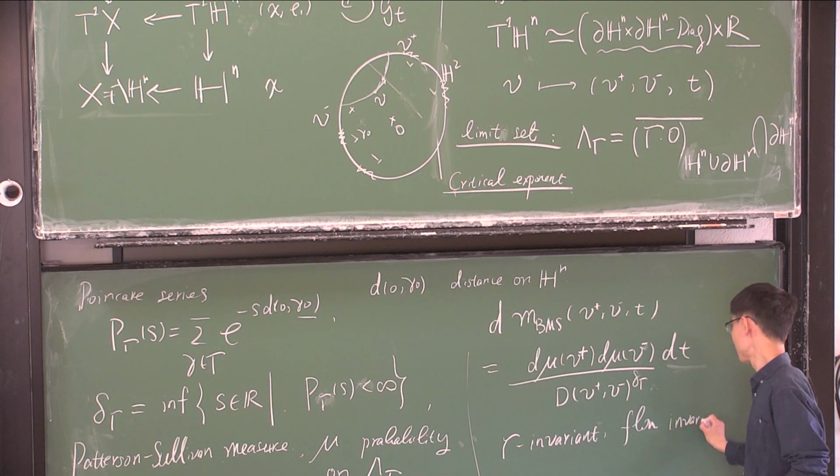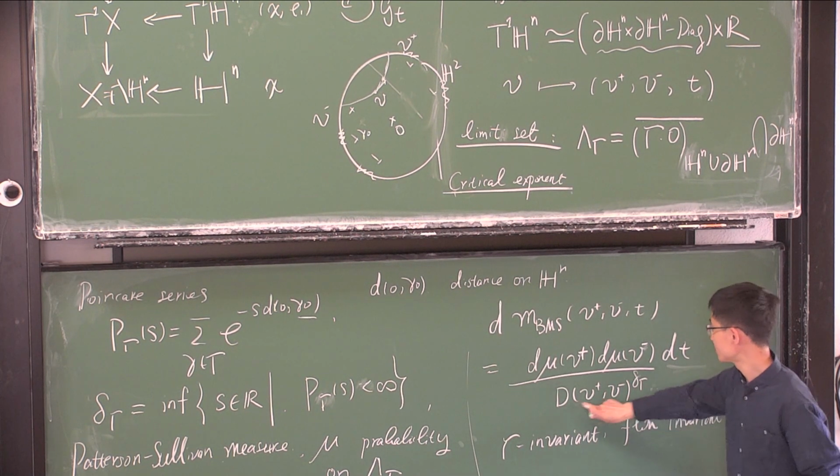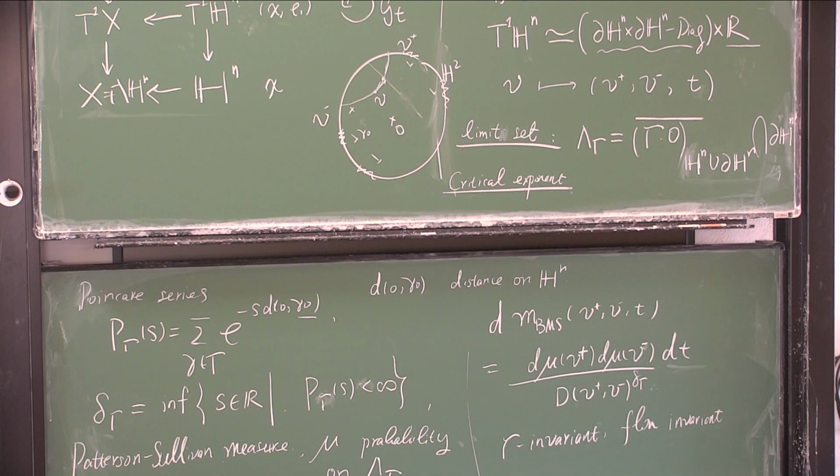What is capital D? Capital D is some distance on the boundary. It's more like a Gromov distance, not like the Euclidean distance.